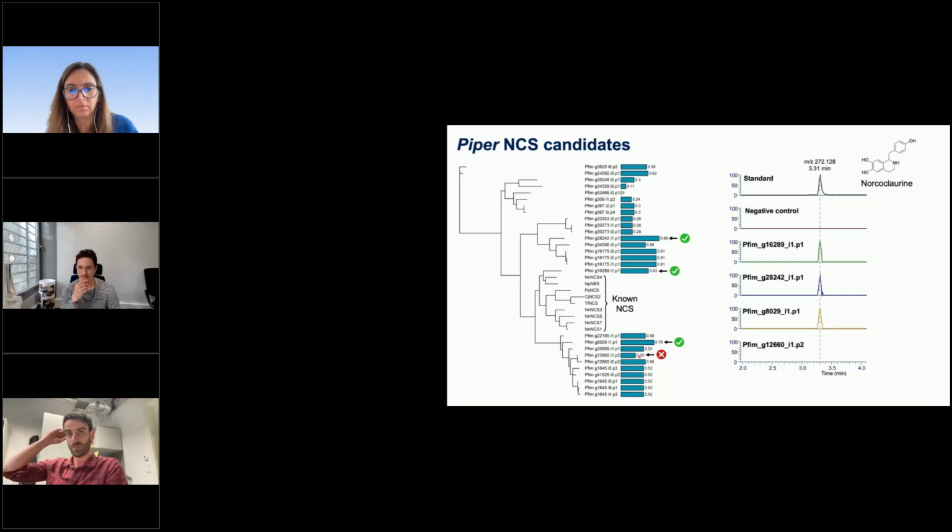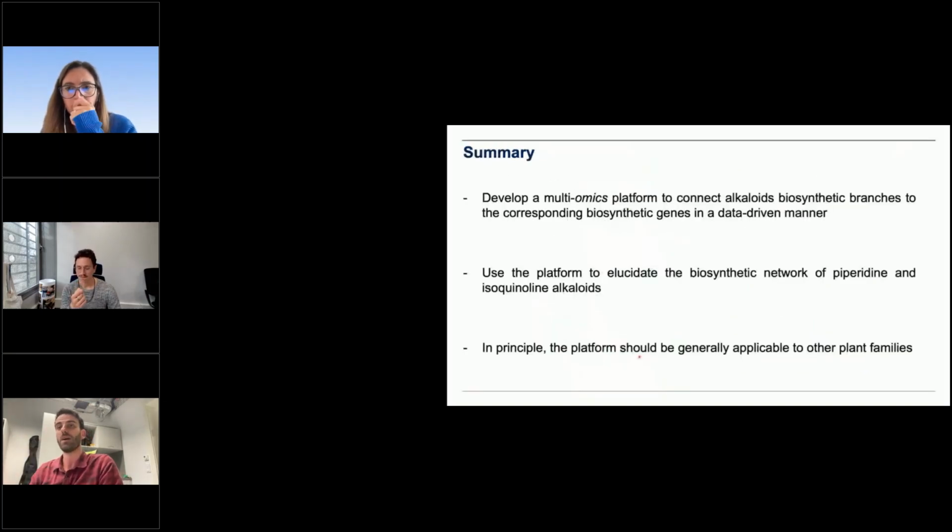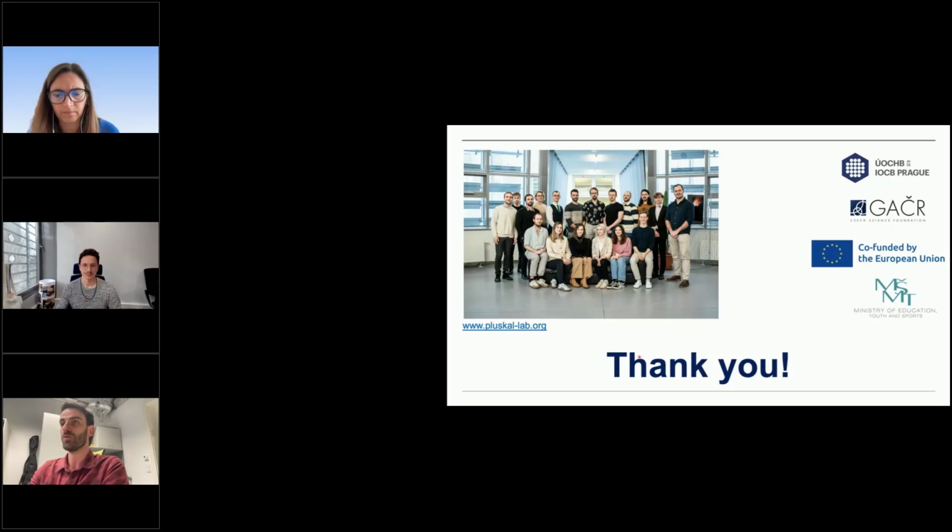Okay, so to sum this up, we're developing a multi-omics platform to connect alkaloid biosynthetic branches to the corresponding group of biosynthetic genes in a data-driven fashion. We're going to use this platform to elucidate the biosynthetic network of piperidine and isoquinoline alkaloids. And although this approach is developed on the Piperaceae plant family, in principle, it can be generally applicable to other plant families of interest. And so with this, I'd like to conclude, and thank you all for the attention, and again for the invitation.